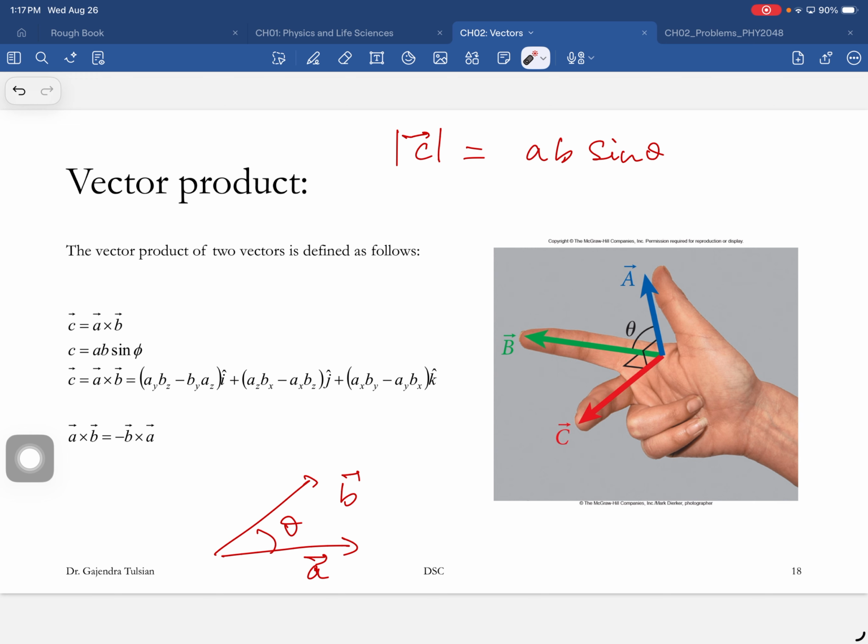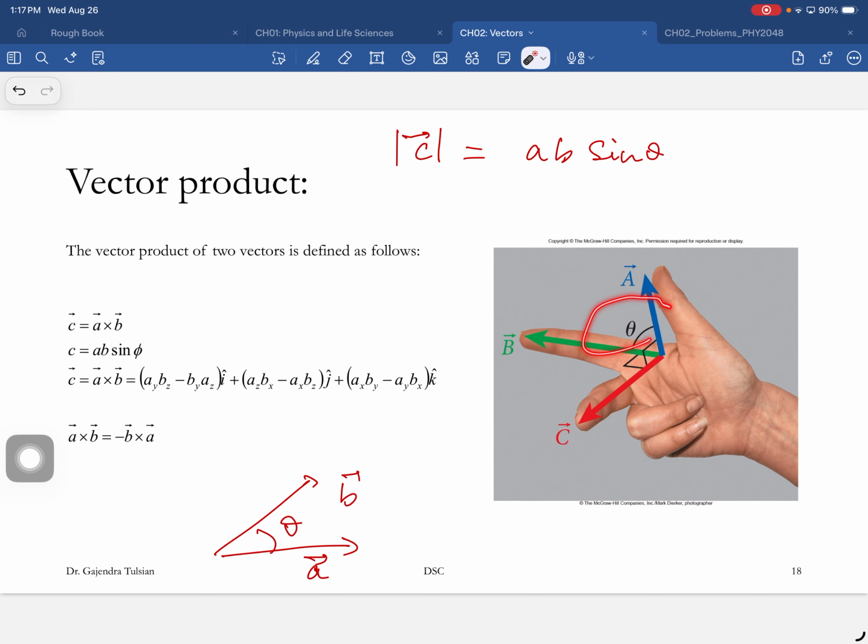Or you can point your thumb in the direction of A, the first vector, with the second vector there, and your middle finger points in the direction of C. Okay? But this is not that good because sometimes you're not able to turn your hands in the appropriate direction. So this rule is the one to remember: you turn a screw from A to B, and the direction in which the screw moves is the direction of C.